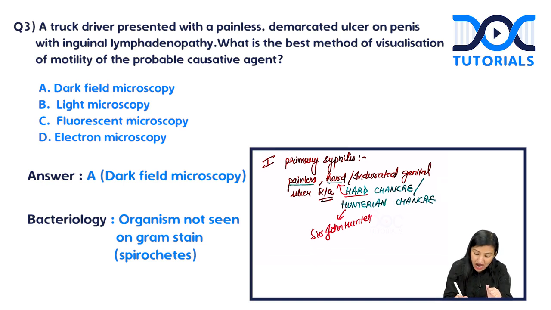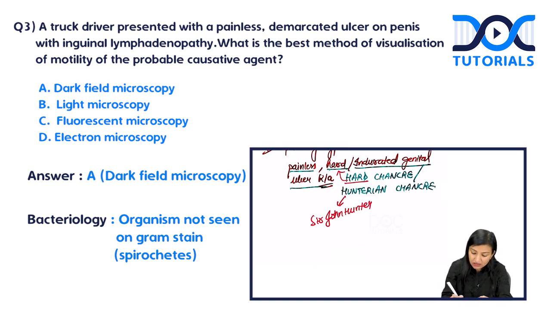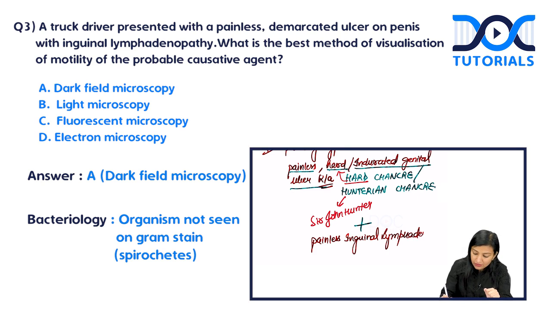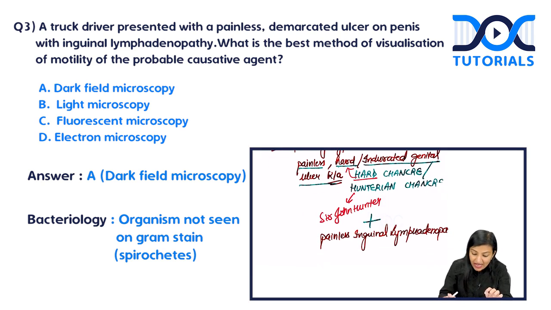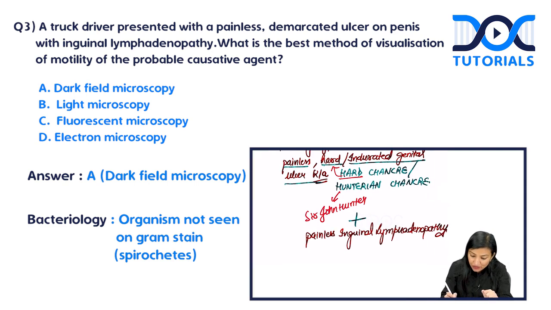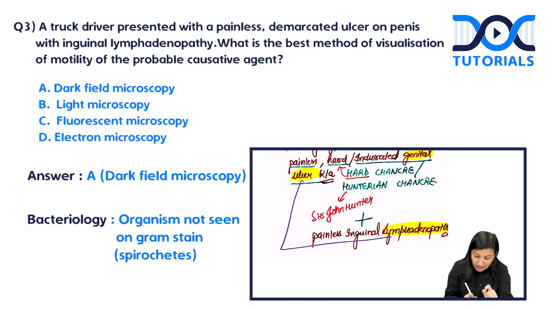With a painless, hard, indurated genital ulcer, there is going to be also painless inguinal lymphadenopathy. Alright, and remember, these lymph nodes and the genital ulcer are highly infectious lesions.